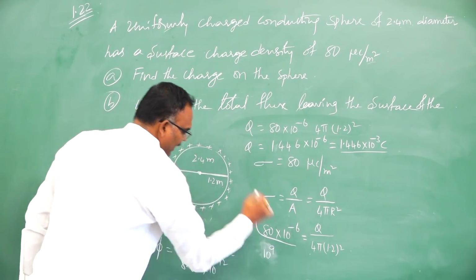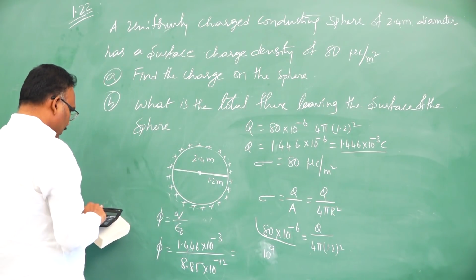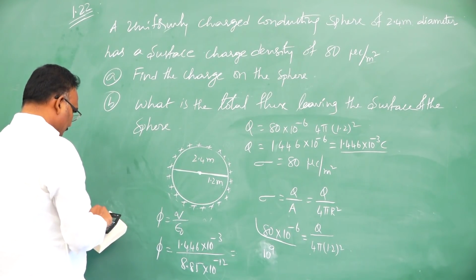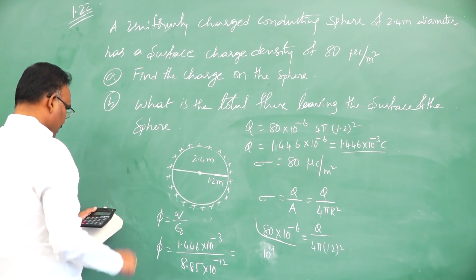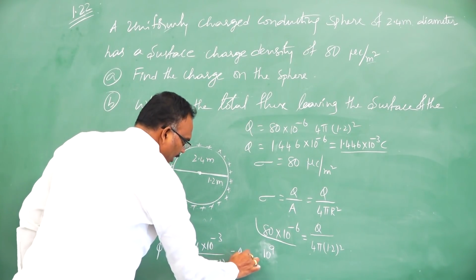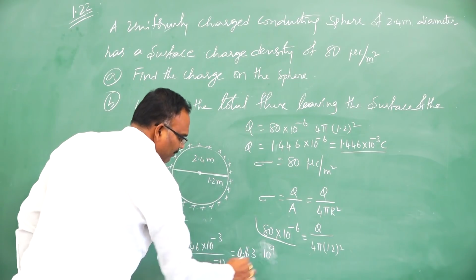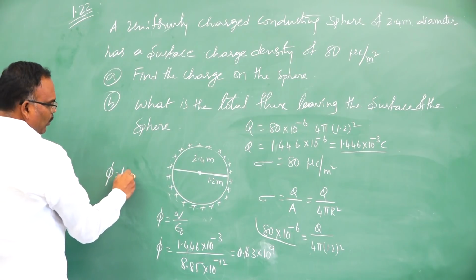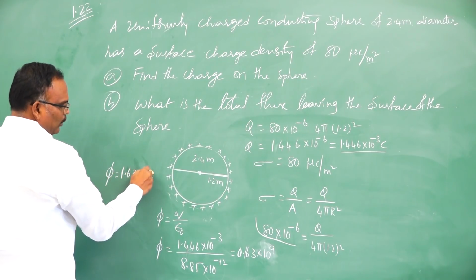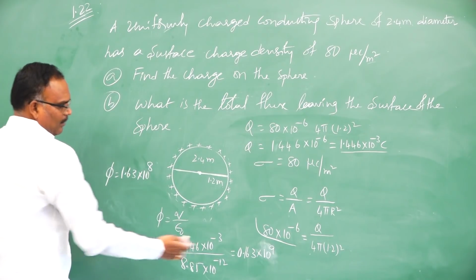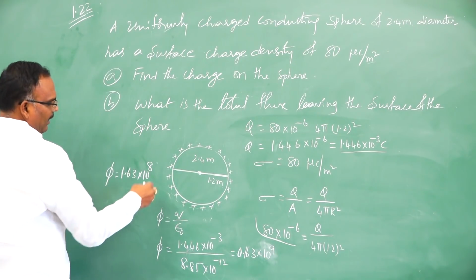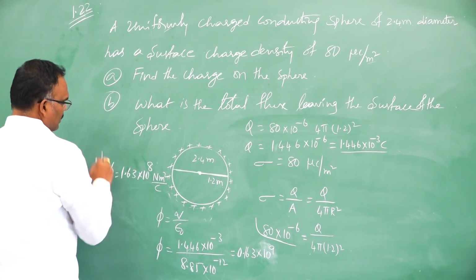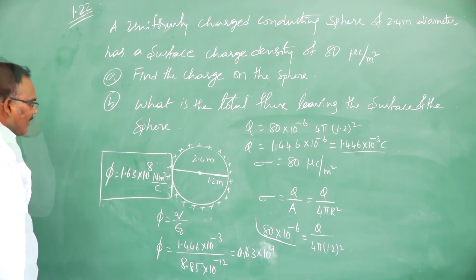This is 10 power 9. And the remaining value we have to simplify, that is 1.446 divided by 8.85. That is 0.163 into 10 to the power of 9. That means flux phi is equal to 1.63 into 10 to the power of 8, because 10 I have multiplied here. So this is Newton meter square per coulomb. This much of flux passes through the surface.